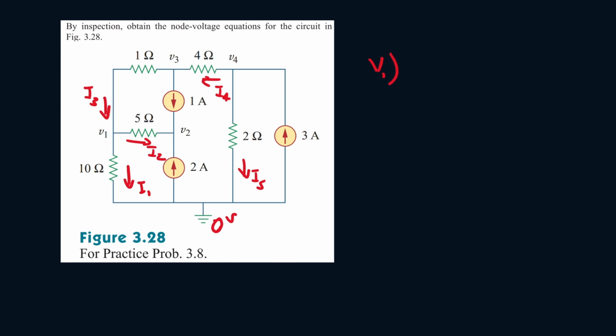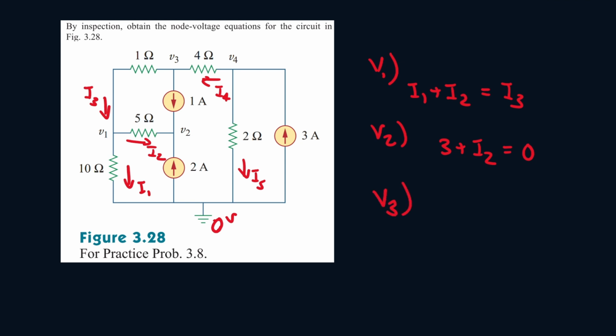So we see I1 and I2 are leaving the node, and I3 is entering the node. So that's the equation for V1. For the equation for node V2, we see 2 amps and 1 amp is entering the node, and I2 is also entering the node. Alright, so this is just 3 plus I2 equals 0.